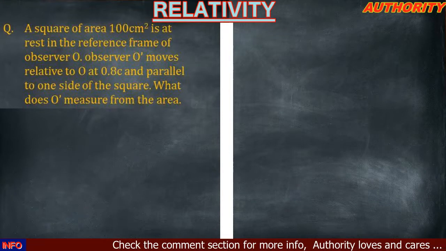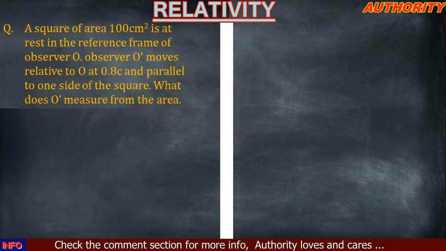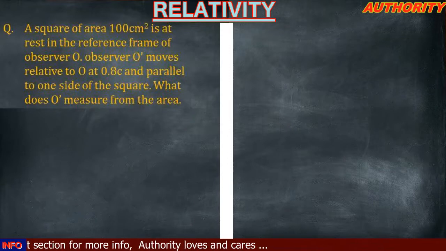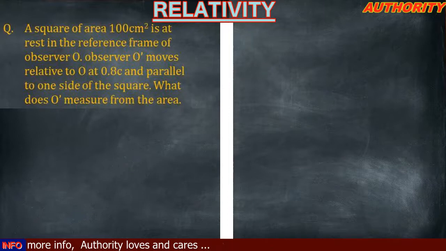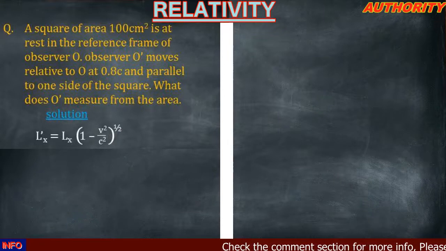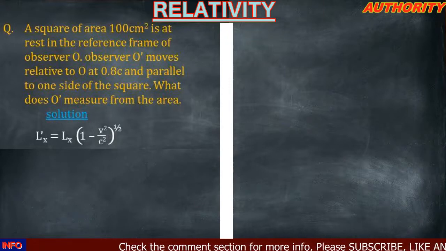Now the length observed by the observer at rest, let's call it Lx, or L subscript x, and then the length observed by the observer in motion, let's call it L prime subscript x. Now the length observed by the observer in motion is going to give us the length observed by the observer at rest times the square root of 1 minus v squared all over c squared, in bracket.